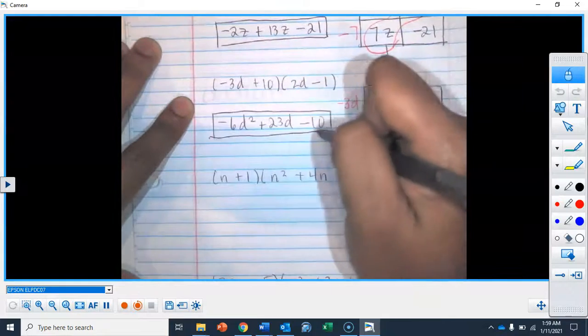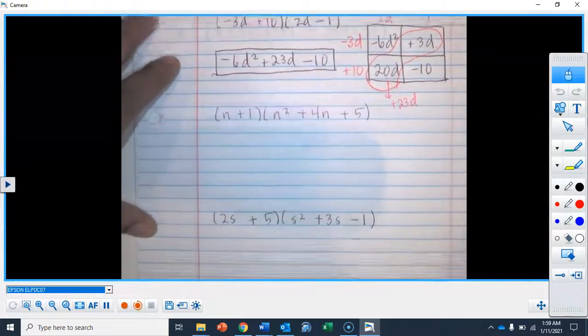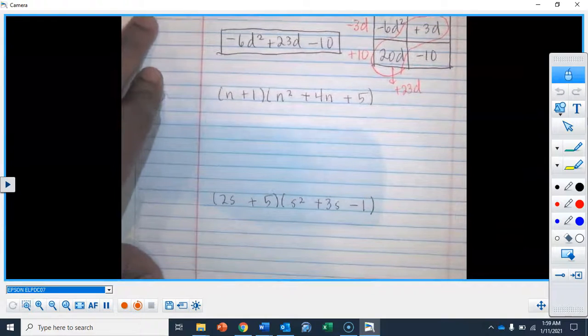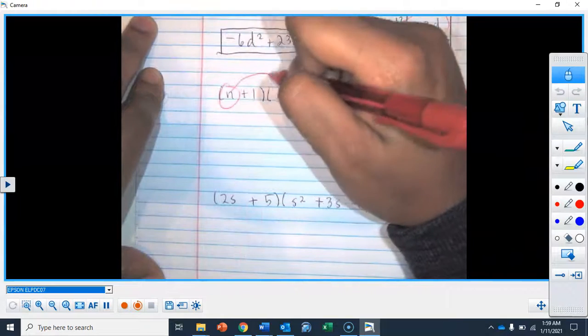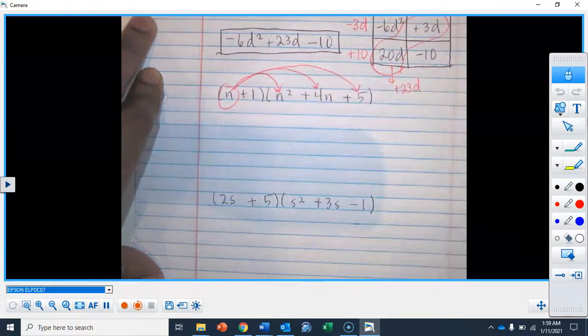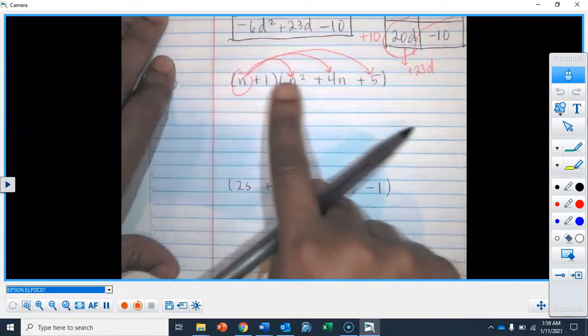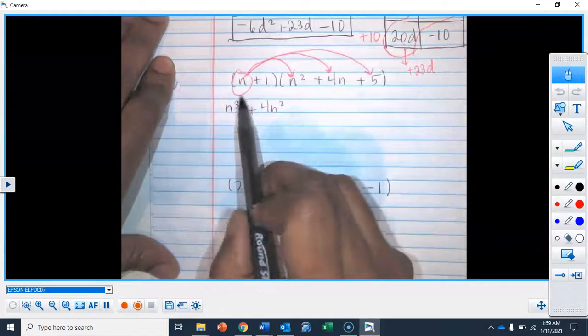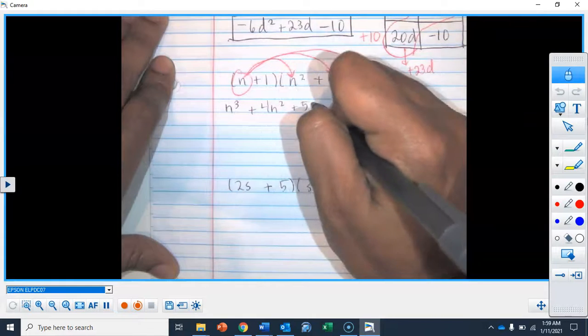So fast, right? Okay. Now let's look at a binomial with a trinomial. And again, I'm just going to use the fan method, if you want to call it that. But basically, I'm just going to take the n and multiply n by every single term, distributive property, through that trinomial, and watch very carefully and take your time. So n times n squared is n to the third. N times 4n is plus 4n squared. N times 5 is 5n.